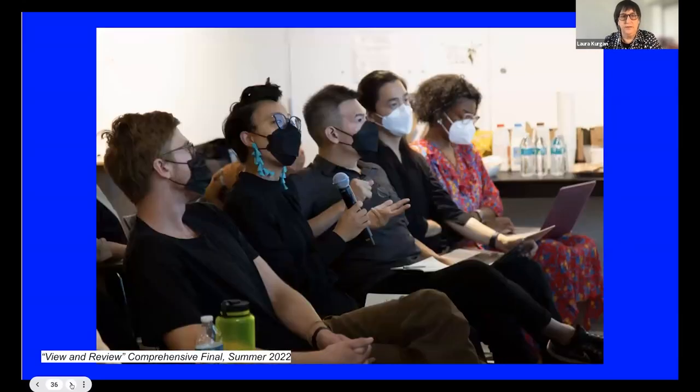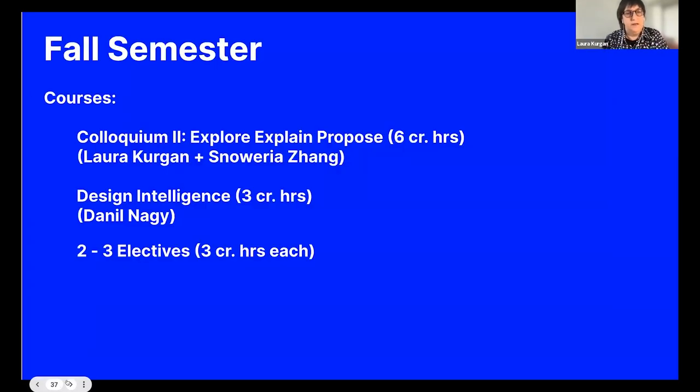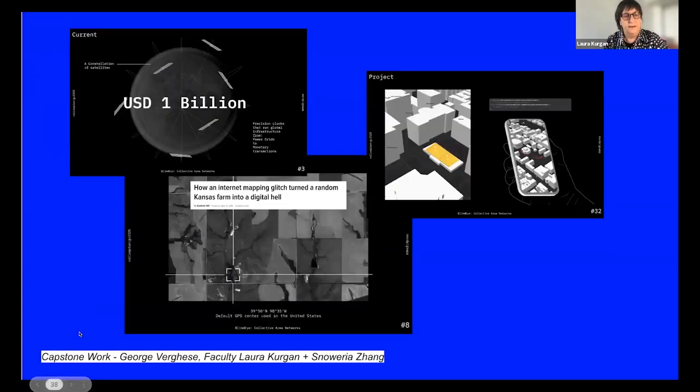This was the final review in the summer. Here are the faculty. That's Snowaria Zhang, Anthony Vanke, Dan Taeyang, and Celeste Lane. So then in the fall semester, you are responsible for the colloquium, 6-credit class, and design intelligence, and then 2 or 3 elective classes. Here is also some of the work that came out of this class last year. So George Verghese was almost doing an interior GPS project, but using blockchain so that people's privacy was protected.